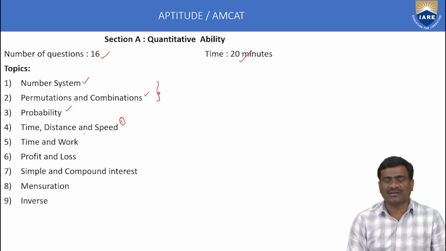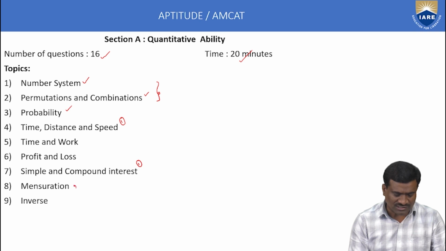Time and work, only basic principles are important. 99% of the questions in time and work use only the operator method. Next, profit and loss, only formulas are important. Simple interest and compound interest, again maximum only 1 mark. Next, mensuration, only basic formulas are important.